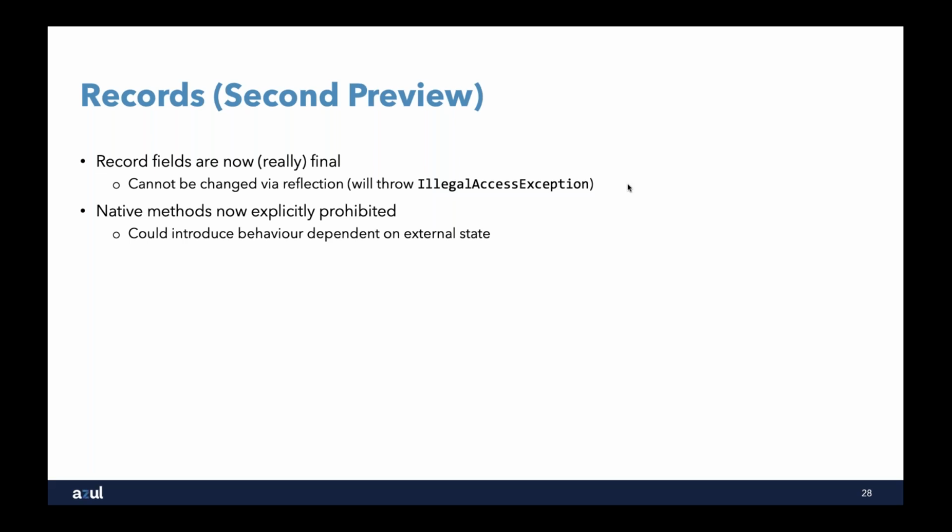Shallow immutability for records. Obviously, if you've got object references as the values you store in there, those things cannot be changed, but the values within the objects it refers to can be changed. So it's shallow immutability.